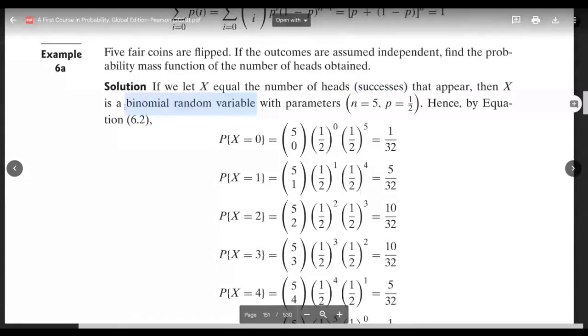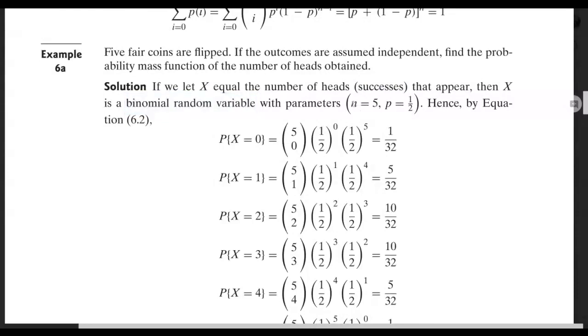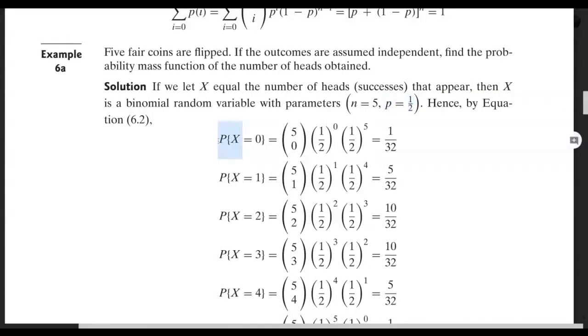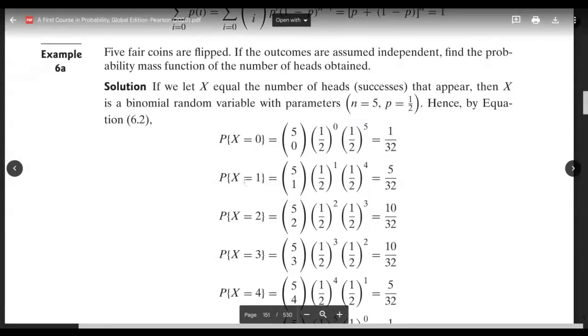Then X is a binomial random variable with parameters n equals 5 fair coins, and probability of getting heads is a half. So hence, by equation 6.2, we have no heads. So out of 5, choose nothing. Probability of success is 0, probability of failure is 5. That's 1 out of 32.